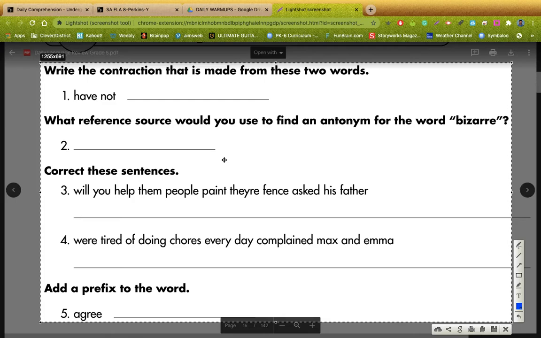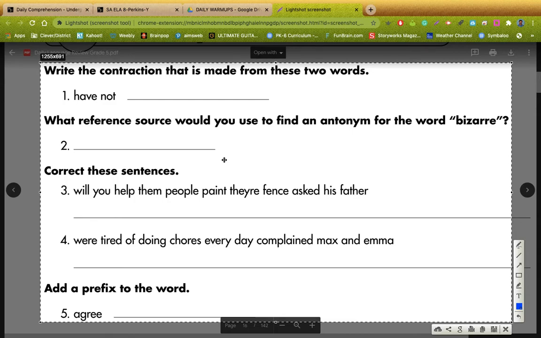Okay, now number two, it says, what reference source would you use to find an antonym for the word bizarre? Now, I know we have a computer. We're going to use a computer. There's no more, I'm going to pull out a specific type of reference book from a bookshelf or the library. We don't do that anymore. We open up a computer and we Google whatever. But Google and Safari and all these search engines, they go to a reference source.